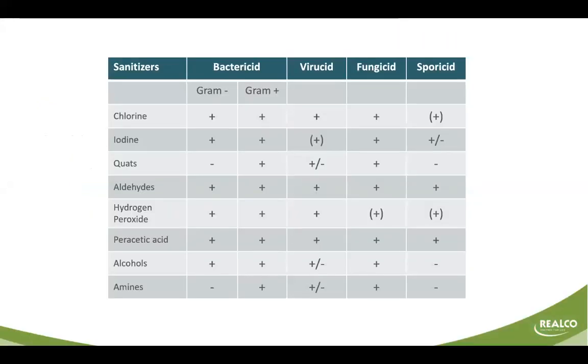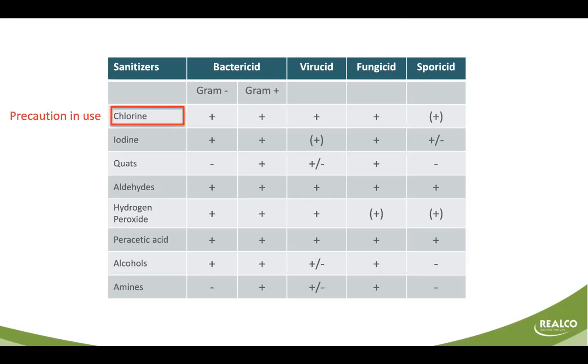Here in this table, you will see a lot of different sanitizers. So we will have chlorine products, iodine products, quaternary ammonium, aldehydes, hydrogen peroxide, peracetic acid, alcohol, amine, and so on. And on the right side of the table, you will see the different types of microorganisms. There exist bacteria who can be gram-negative or gram-positive, viruses, fungi, spores. And to choose the right molecule, you have to know the different advantages and disadvantages of a product.